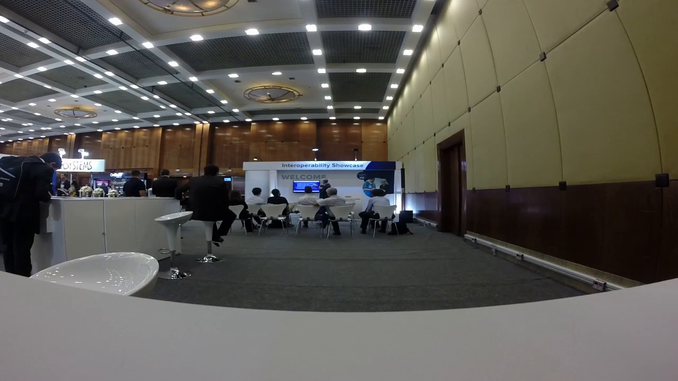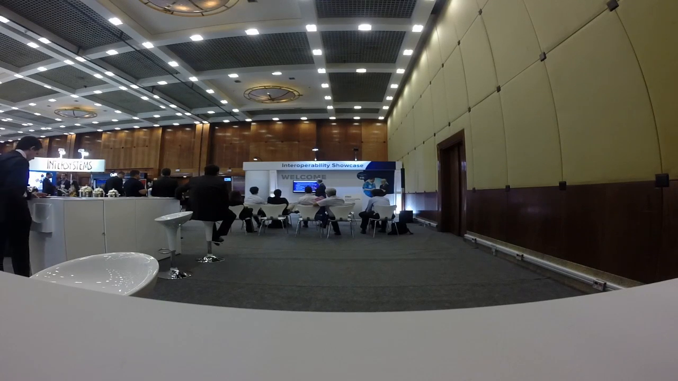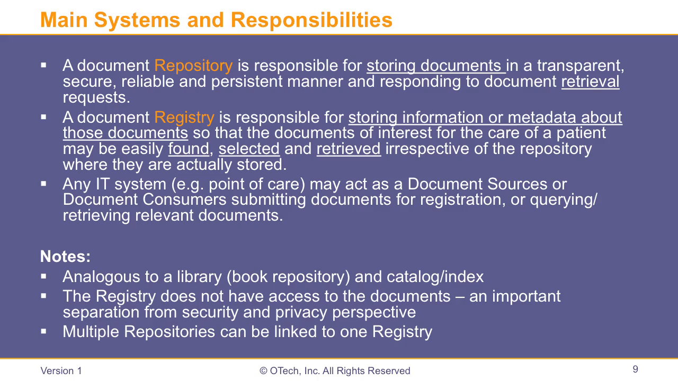So what are the main systems and what is the responsibility? We have a document repository actor. The document repository, for example, a VNA, vendor neutral archive at a hospital, is responsible for storing the document in a transparent, secure, reliable and persistent manner. Why? Of course it has to be reliable and persistent. Why? Because if the repository registers that document, the other parties have to be able to rely on the fact that later on they can retrieve that document.